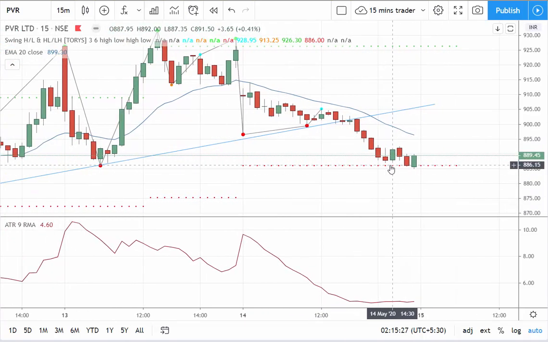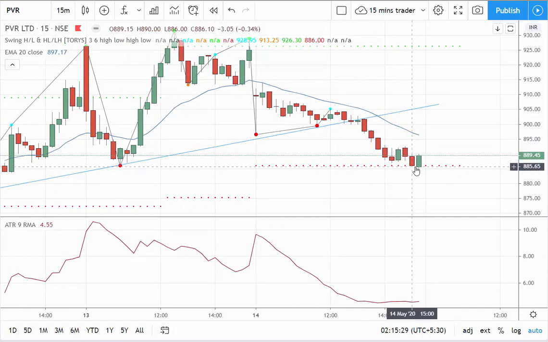I did not book it over here. 886 was hit later. I had booked out because it was coming closer to the end of the day. I had booked out on this candlestick reversal closer to 892.